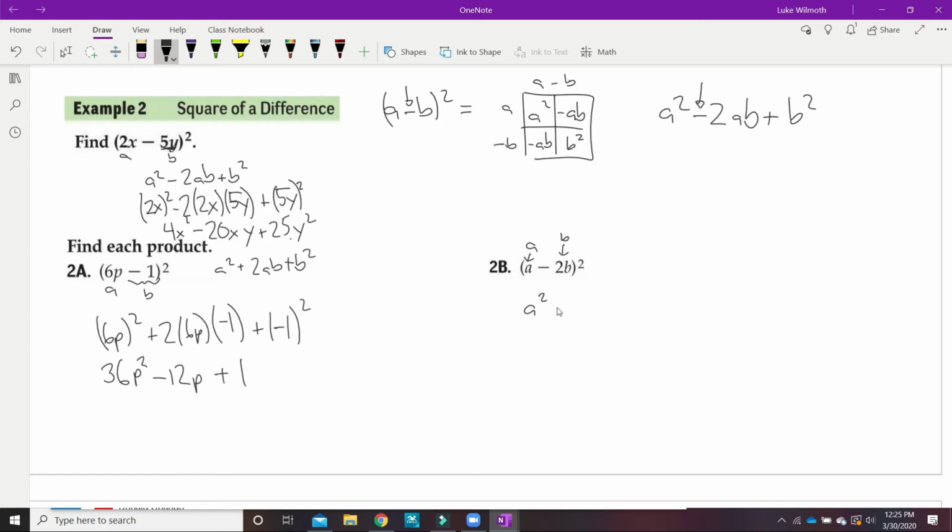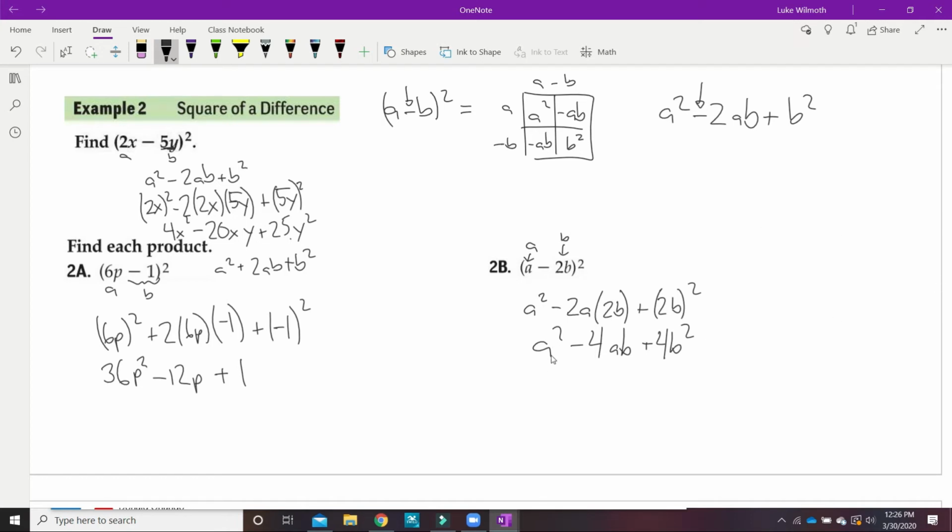A squared minus 2ab, in this case, it's 2b, and then plus 2b squared. We should have got something like a squared, minus 2 times 2 is minus 4ab, and then plus 2 squared is 4, 4b squared. That's our answer.